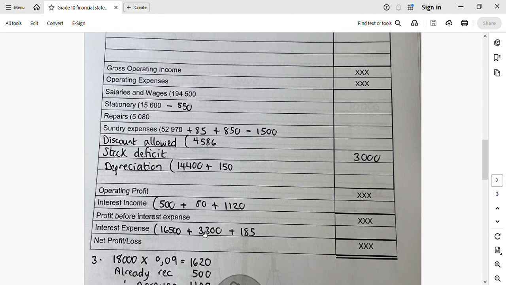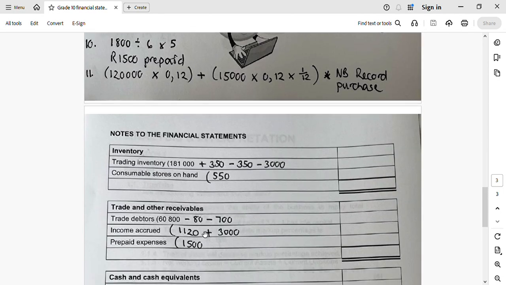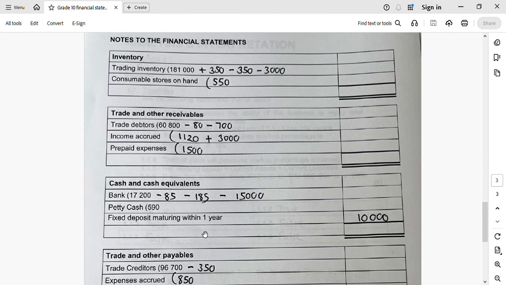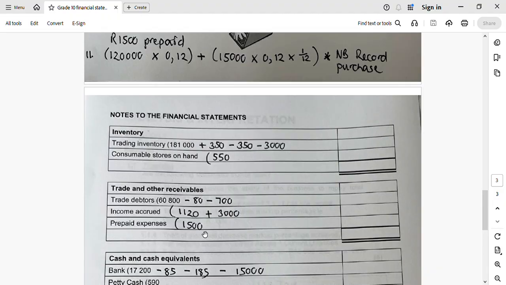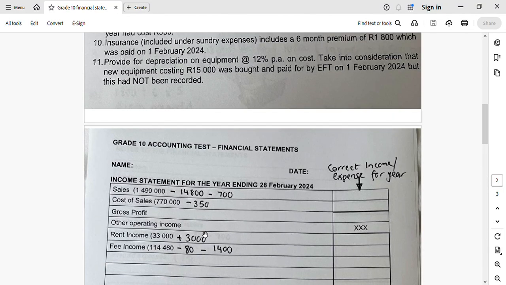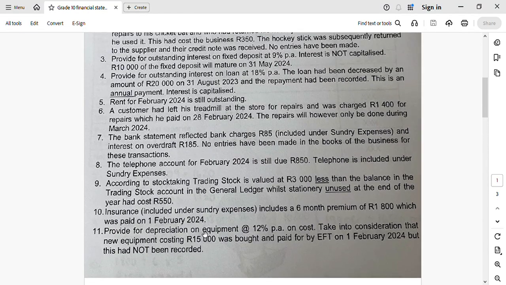Alright, and then just to show you the notes we're going to be doing, it's inventory, receivables, cash, and payables. So you need to bear that in mind when you're doing the adjustments, because anything that affects those you'll need to do the double entry for.